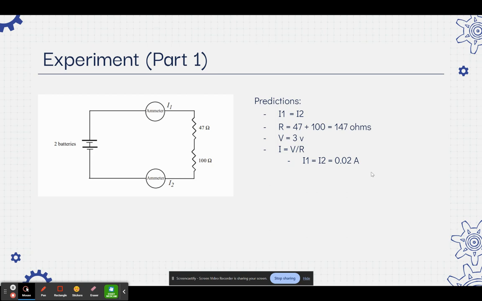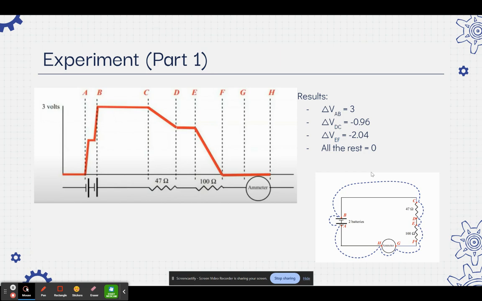In part one of the experiment, we're looking at this circuit, and the prediction is that current 1 equals current 2 in the series circuit, which calculated to be 0.02, and this was proven in the online model. Now continue with part 1.